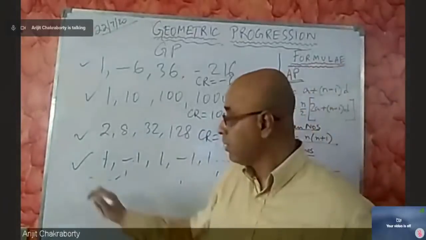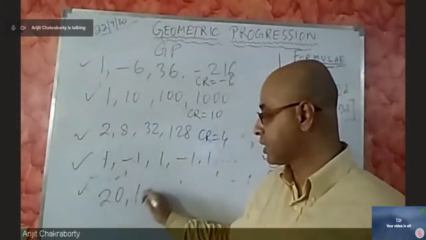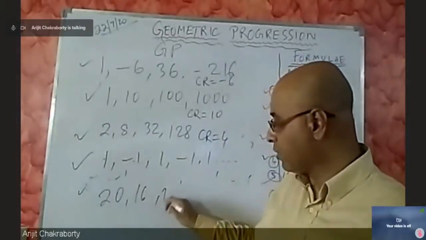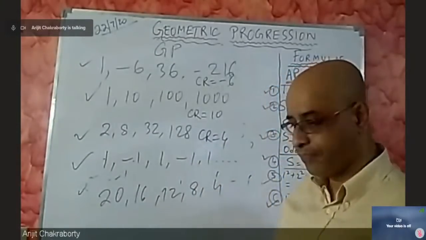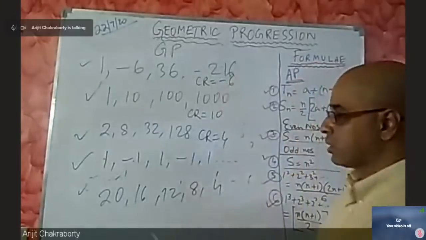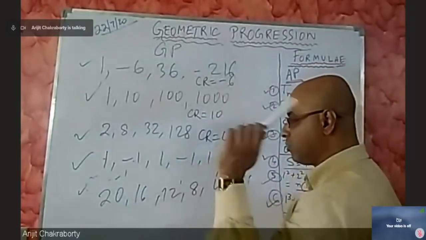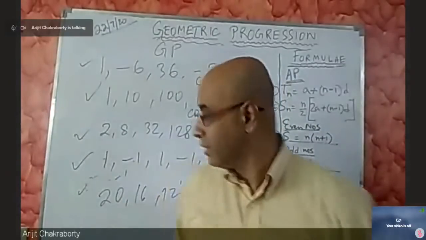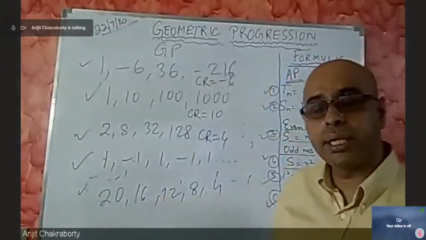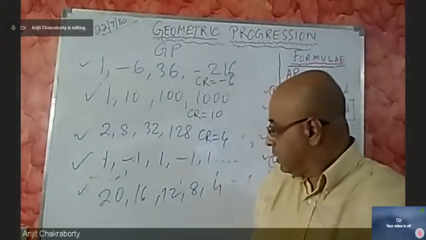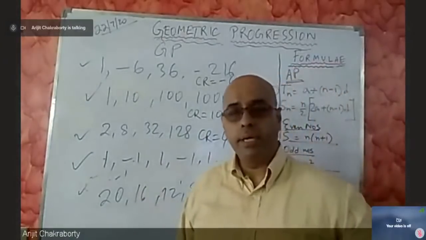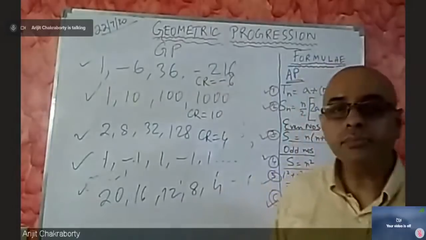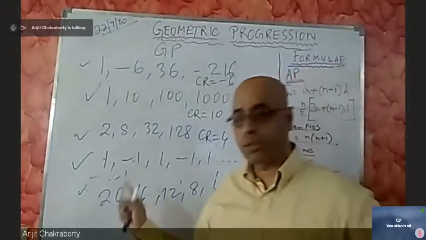Okay. Now, last one. 20, 16, 12, 8, 4. Is this a GP? Is this a sequence? Yes. It has a steady decreasing trend. Is it a GP? No. This is not a GP.